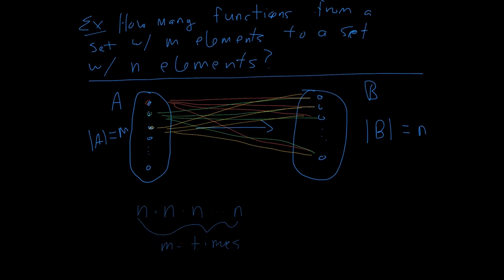And so the answer to the question, how many functions are there from a set with m elements to a set with n elements? Well, it's just n times n, m times. So this is n to the m power.